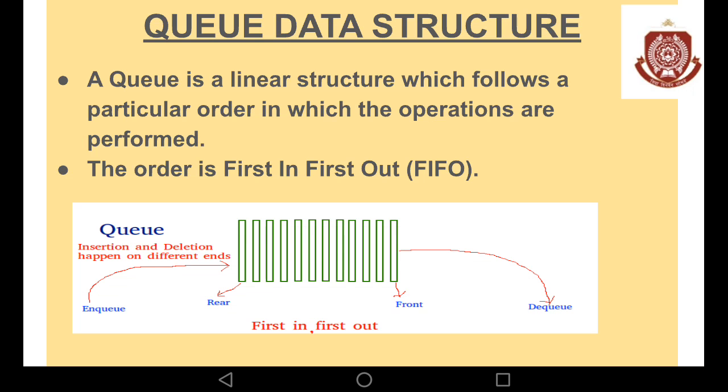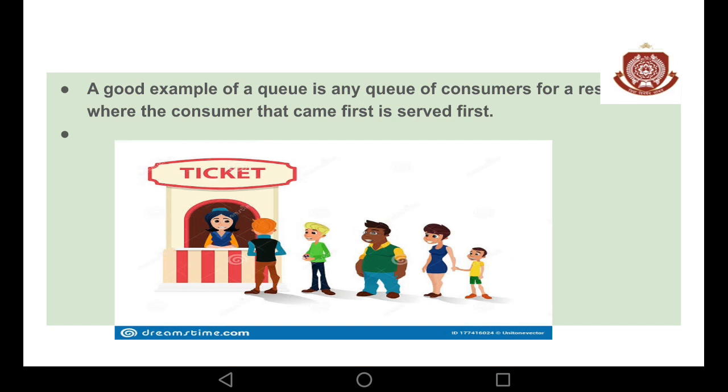So queue is a linear structure which follows a particular order in which the operations are performed. As we know the meaning of linear structure, that's arrangement of data in a linear form. So it follows the order of first in first out, and the best example we are going to see in the next slide. As we can see here, the example of a ticket counter, where the first person who gets a ticket gets out first. So on this basis our queue data structure works.